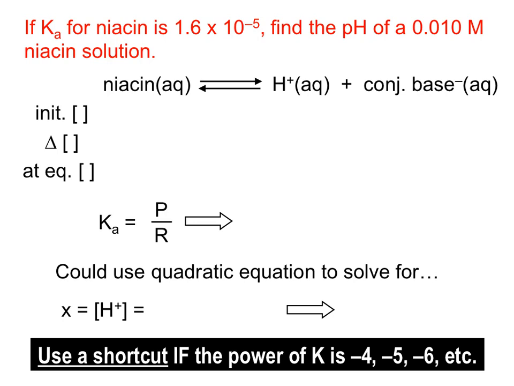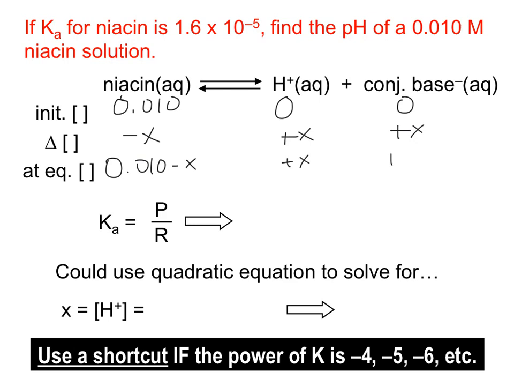If the Ka for niacin is 1.6 times 10 to the negative 5th, find the pH of 0.010 molar niacin. So I left the equation the same way. My initial in this case is going to be 0.010. I don't have any of the products initially. We're going to talk about ones that actually start with some of that, but we're just not there yet. In this case I'm going to lose X and gain X, and at equilibrium I have 0.010 minus X, plus X, or just X. That makes it pretty simple.